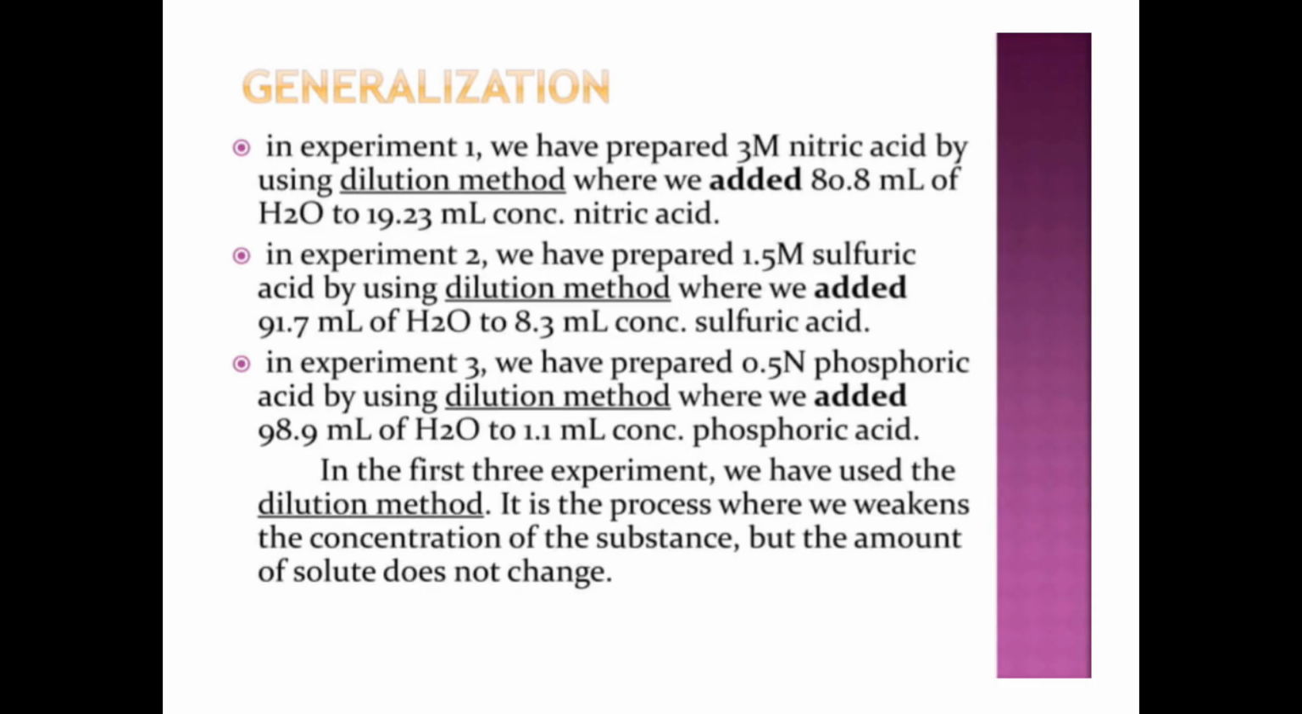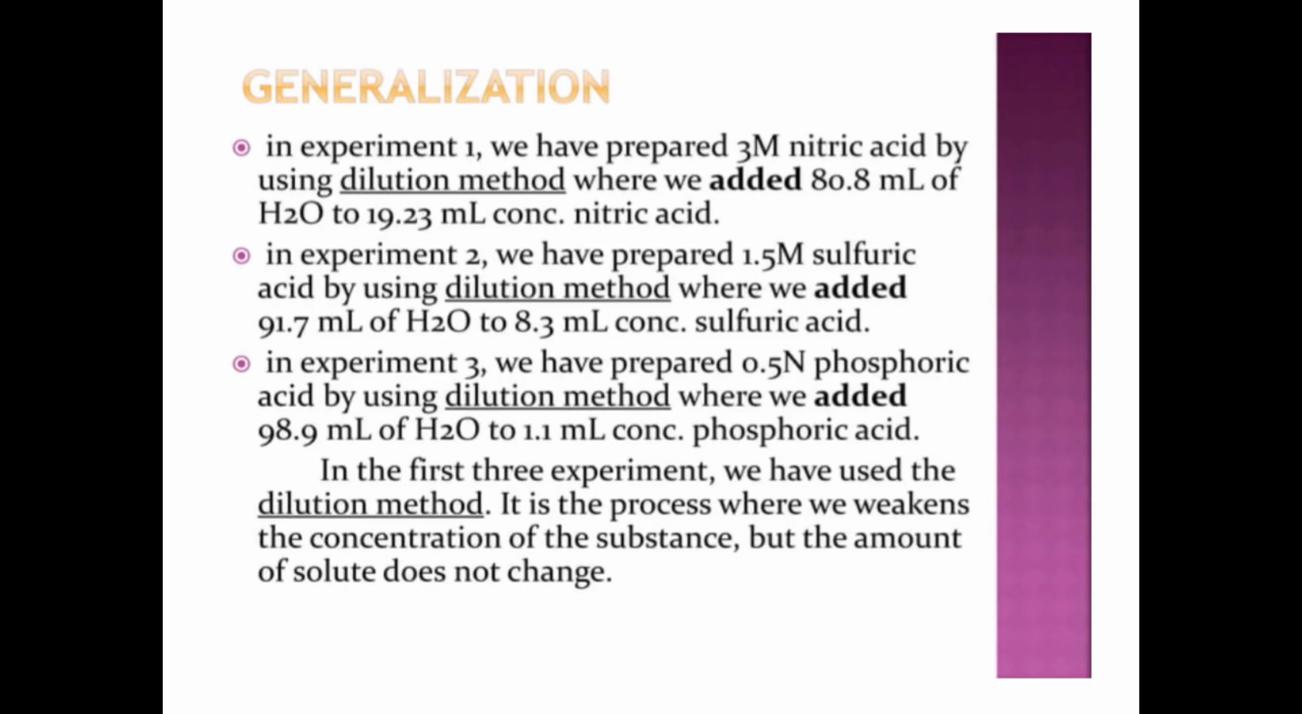And then of course, generally now in experiment 1, we have prepared 3 molar HNO3 solution using dilution method, and then we have added 80 ml of water to 90.23 ml of conc HNO3. In experiment 2, we prepared 1.5 molar sulfuric acid by using dilution method, where we added 91.7 ml of water to 8.3 ml of conc H2SO4. In experiment 3, we have prepared 0.5 normal phosphoric acid by using dilution method, where we added 98.9 ml of water to 1.1 ml of conc H3PO4.